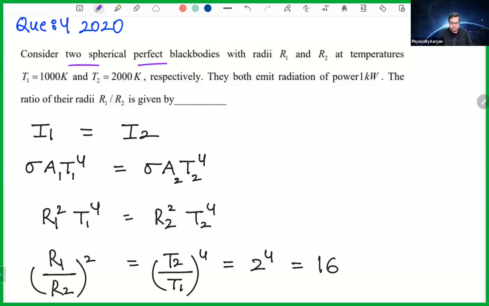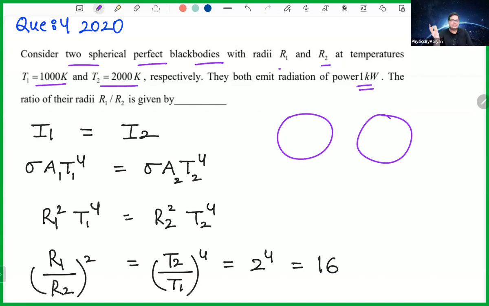Consider two spherical perfect black bodies with radius R1 and R2. So you have two spheres, both are perfect black bodies. One has a radius R1, another has a radius R2. One is at temperature 1000 Kelvin, another is at temperature 2000 Kelvin. They both emit radiation of power 1 kilowatt, meaning the power or the intensity of both of them is the same. What is the ratio of their radii?